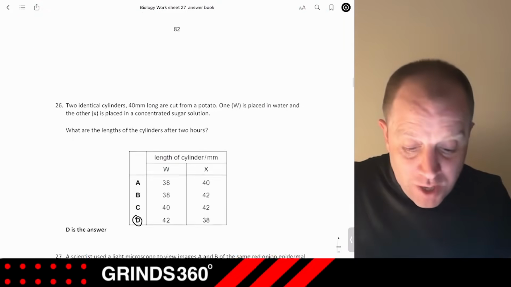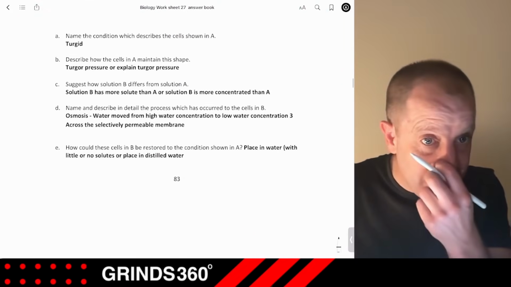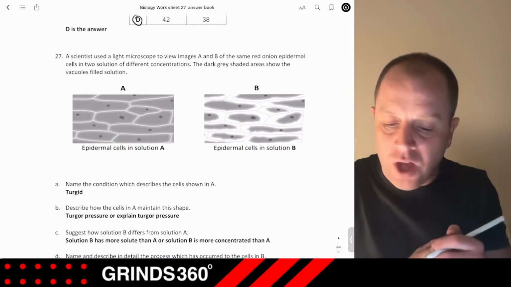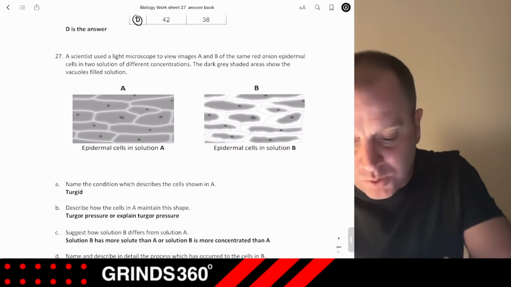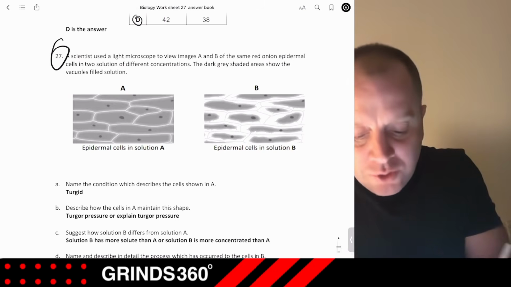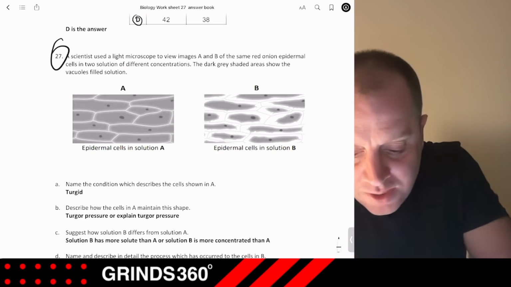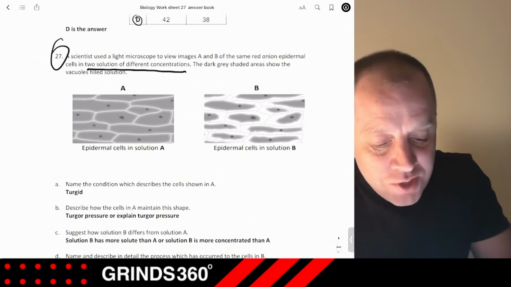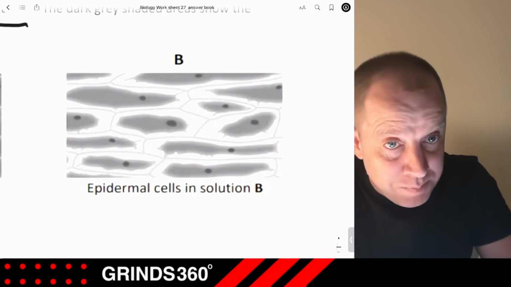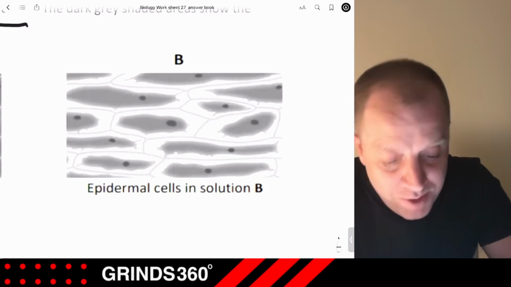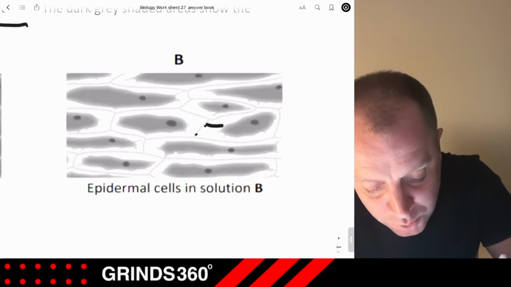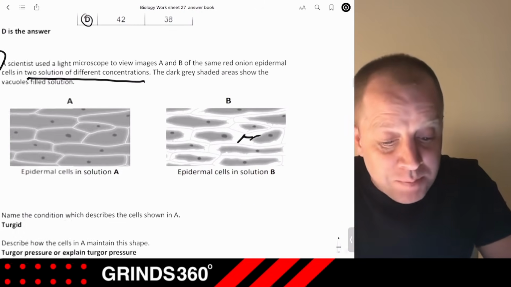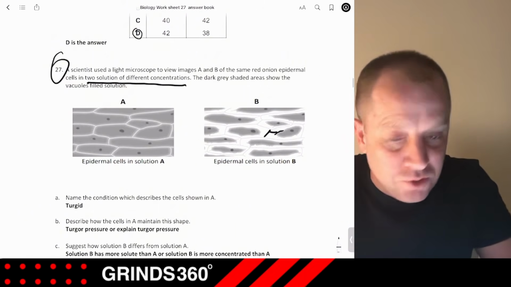Now, if you go down here, I want to do this, and then I'm going to finish off with one last little thing. This came up about 4 or 5 years ago, and a lot of people didn't like it. So you're looking at plant cells, and these plant cells, A and B, are placed in 2 different solutions. You can clearly see the plant cells in B have lost turgor pressure because look at the gap between the cell wall and the cell membrane. See that gap there? Because it's shriveled, the vacuole is not pushing up against the cell wall.